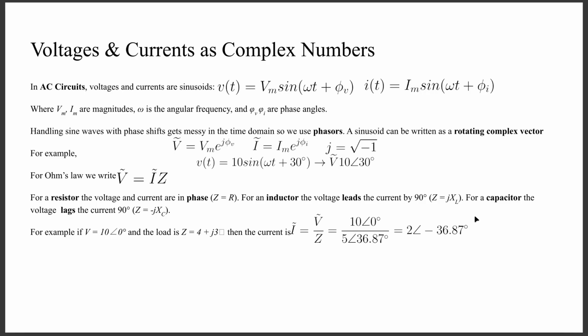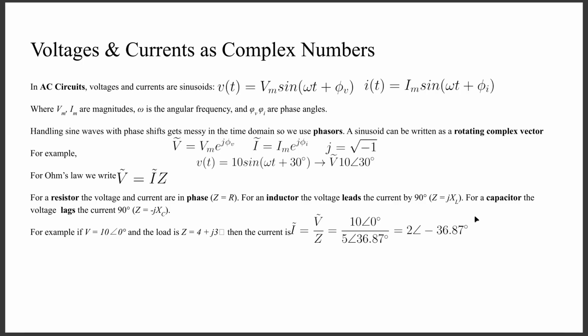Handling sine waves with phase shifts gets messy in the time domain, so we use phasors. A sinusoid can be written as a rotating complex vector. For example, the V phasor is equal to V magnitude e to the j phi v. The I phasor is equal to I magnitude e to the j phi i. And j is equal to the square root of -1. So for example, for v of t equal to 10 sine omega t plus 30 degrees, we get a voltage phasor of 10 at the angle 30 degrees.